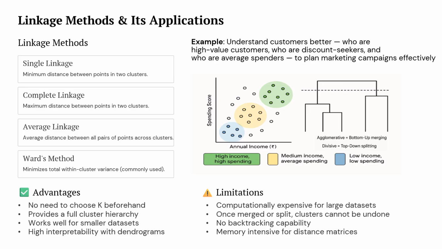Here is a real world example, customer segmentation. By analyzing income and spending, we can discover high value buyers, budget seekers, and average spenders, helping businesses plan smarter marketing campaigns. What are the advantages? No need to choose K beforehand, clear hierarchies, and easy visualization with dendrograms. What are the limitations? It is computationally heavy, and once merged, clusters can't be undone.